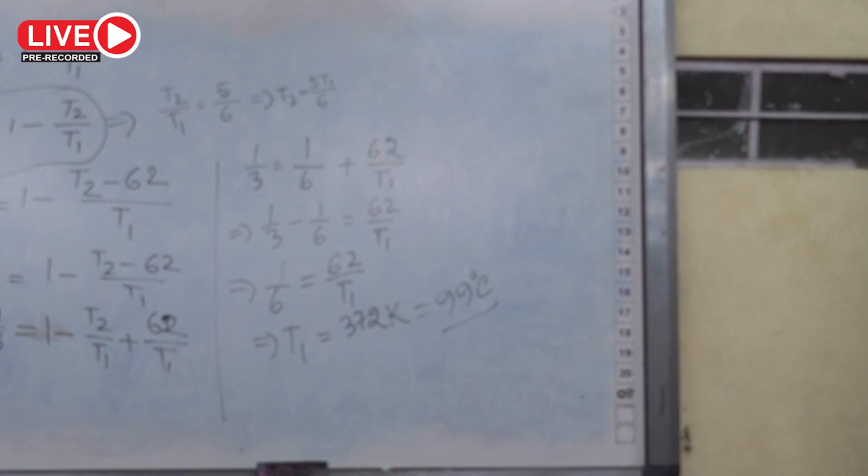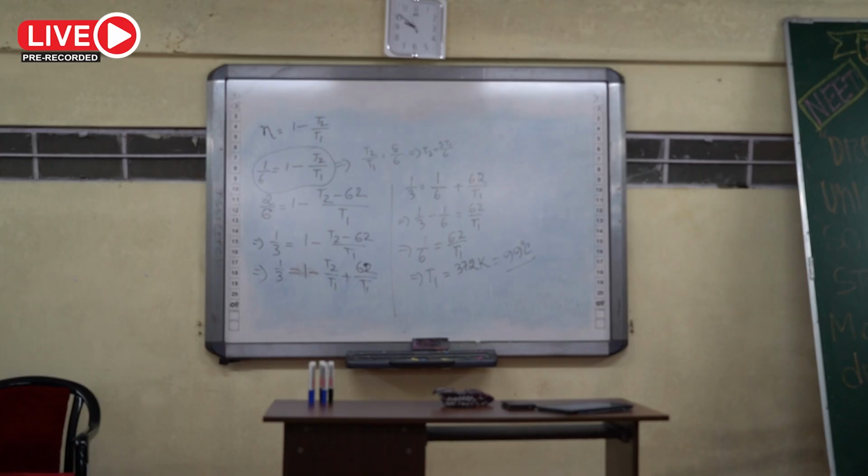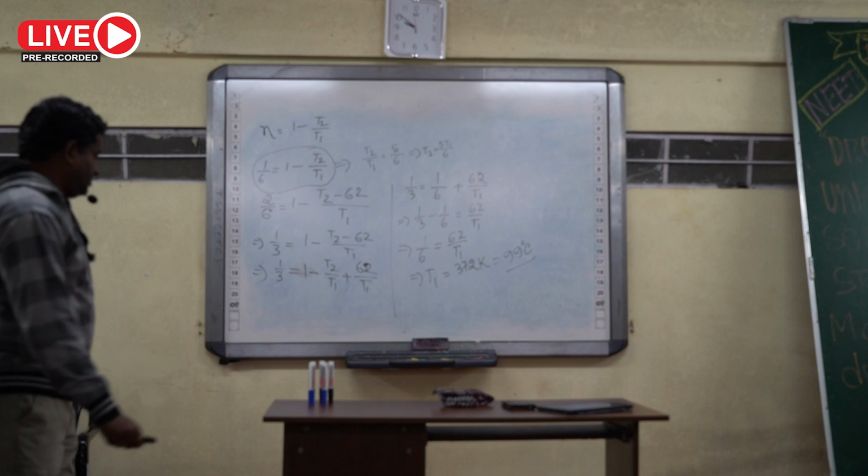We have two relations to eliminate two variables. One is T1, another is T2. So from the first equation, we have to find out T2 in terms of T1 and substitute in the second equation to solve for T1. Okay.